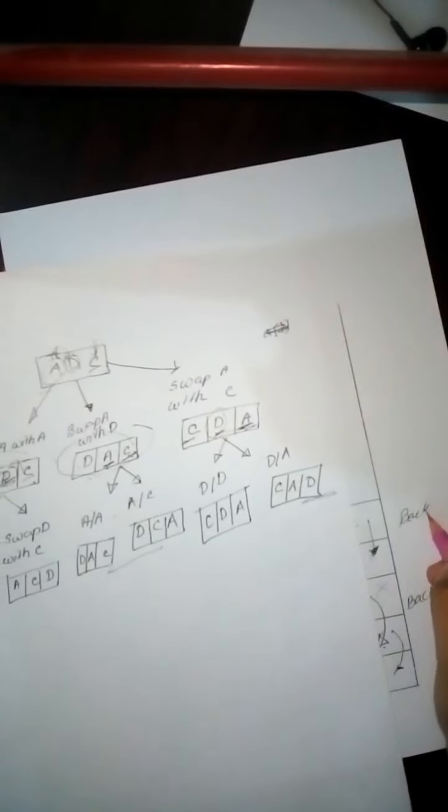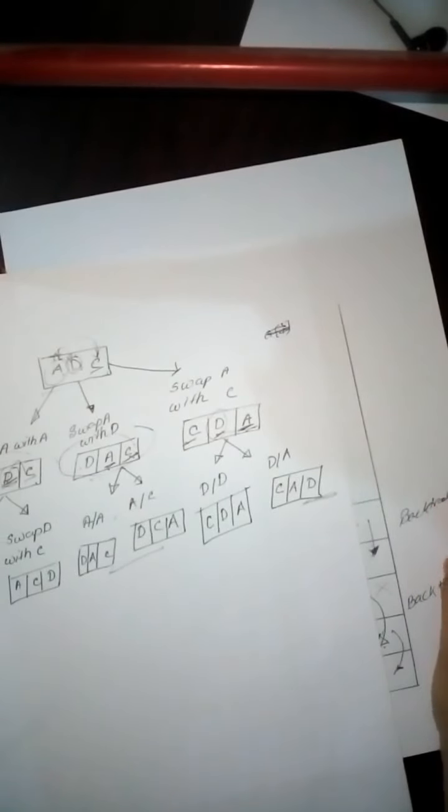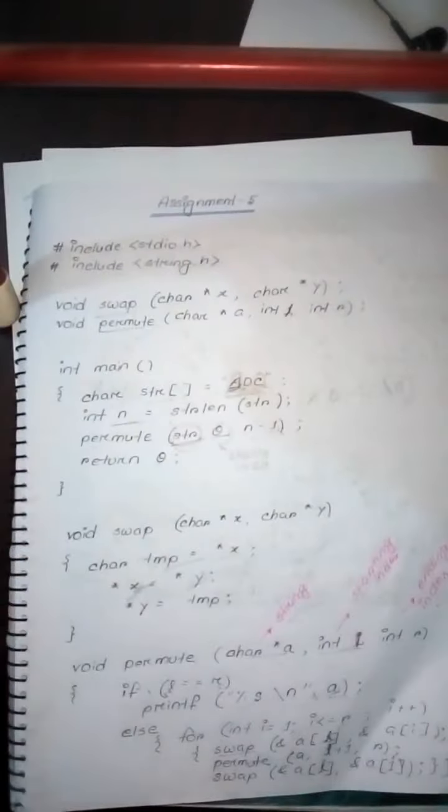So here is our RAM diagram, and here is our backtracking, and here is our tree diagram, and here is our main code, which will finally stop after printing those 6 permuted functions.